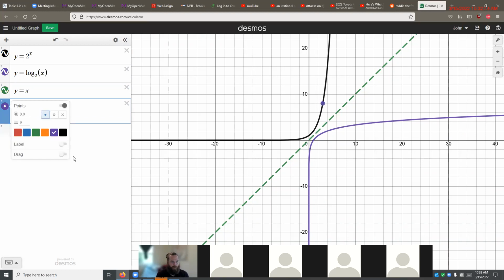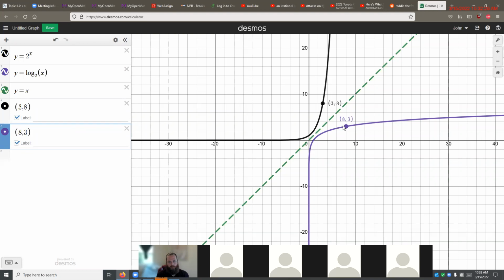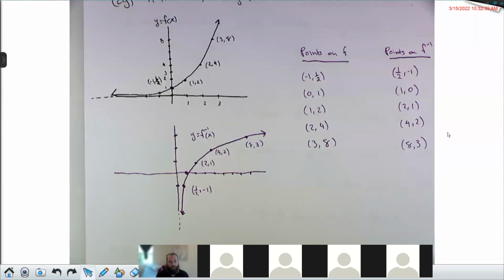Here's a point on the original. And 8, 3. Here's a point on the inverse. And you see that the way you get one point from the other is just by reflecting over this line. And if you do that with the whole graph of the one, you get the whole graph of the other. Cool stuff, right?